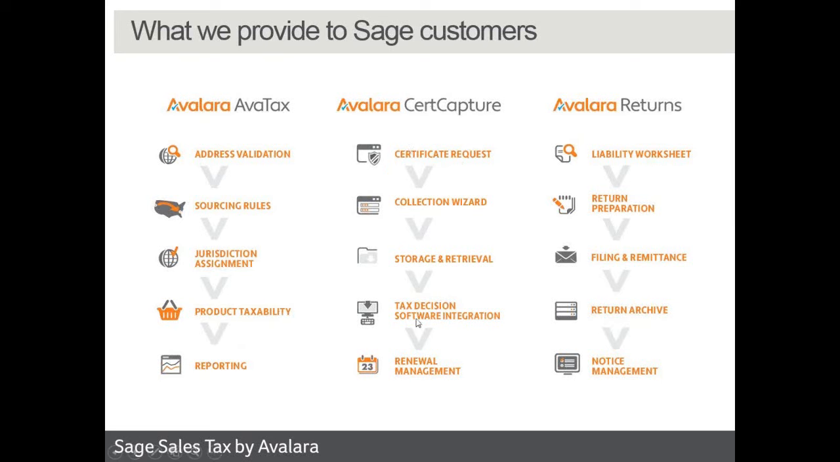Then with the certificates we kind of went through, you request it, customer goes to the wizard, you get it back, stored electronically, it integrates with Sage 300, and then you can automatically renew when they expire. With the returns, we're going to do a worksheet. You just click approve. We prepare the return, we file it, we send the money in. You even have the ability to click and see a return, and we'll even handle the notices.